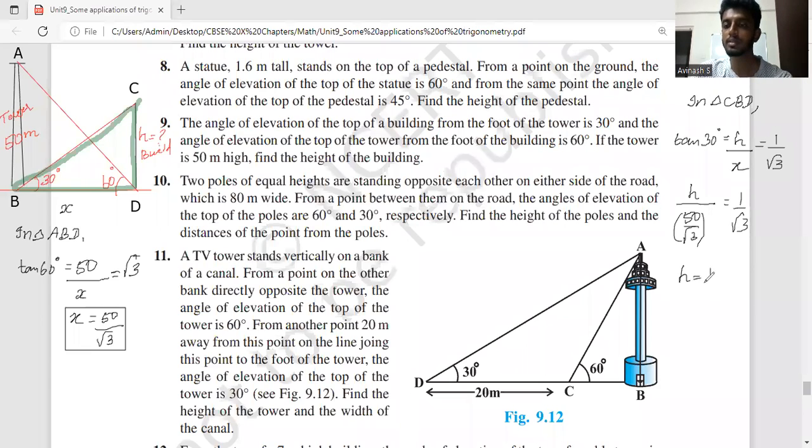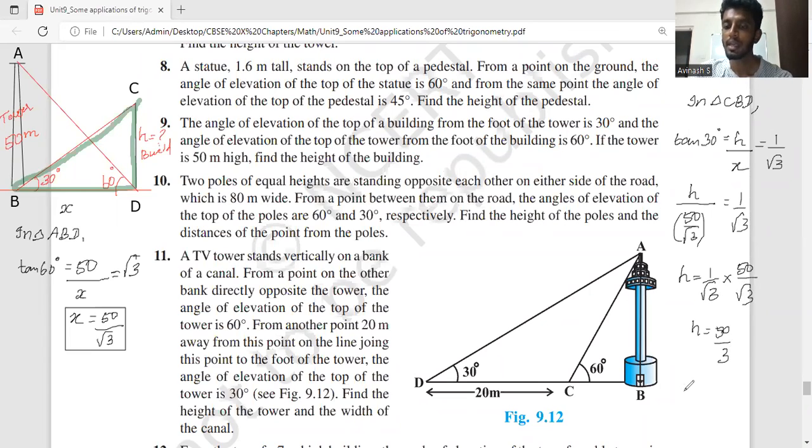So now h equals 1 by root 3 times 50 by root 3, since 50 by root 3 goes to the right hand side. You get 50 divided by root 3 times root 3. Root 3 into root 3 gets 3, so h is equal to 50 by 3. So this is the answer.